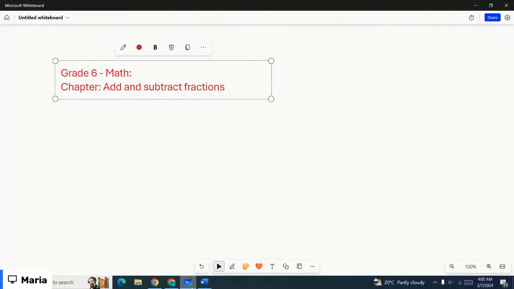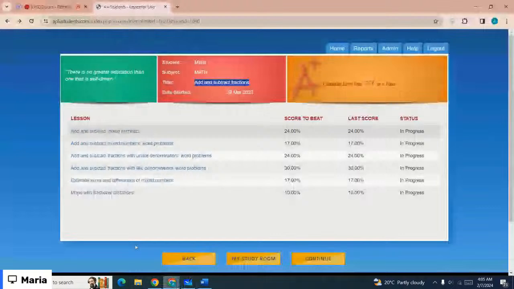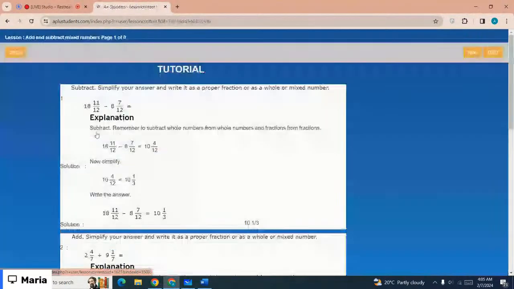So here I'm on grade 6 math. We're going to start with the chapter add and subtract fractions. Let's start with the first lesson, that is add and subtract mixed numbers. Let's start with the example. You have to subtract 18 whole 11 over 12 minus 8 whole 7 over 12.